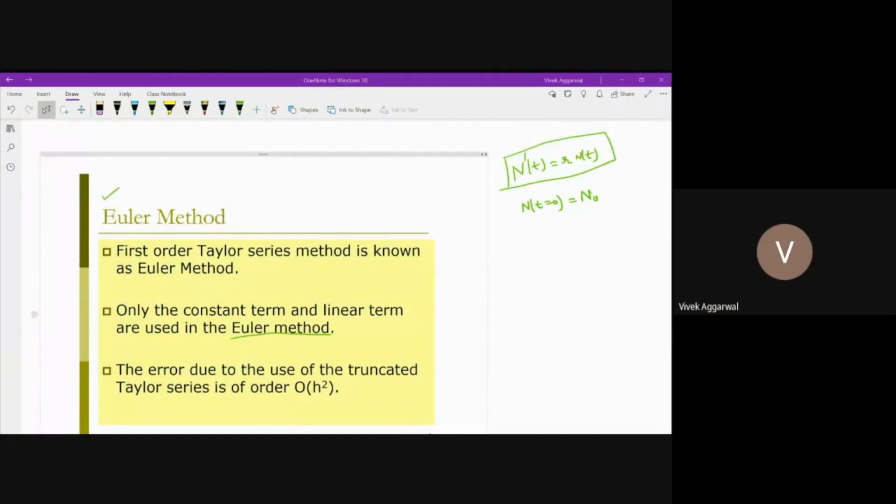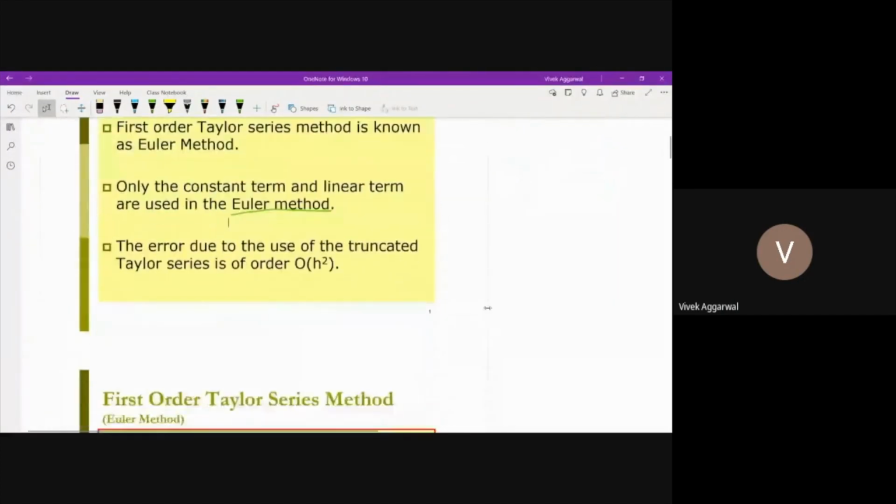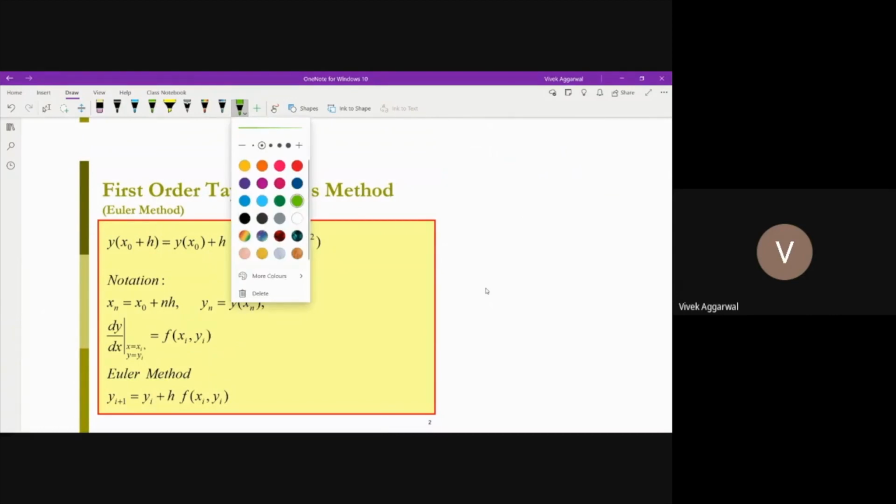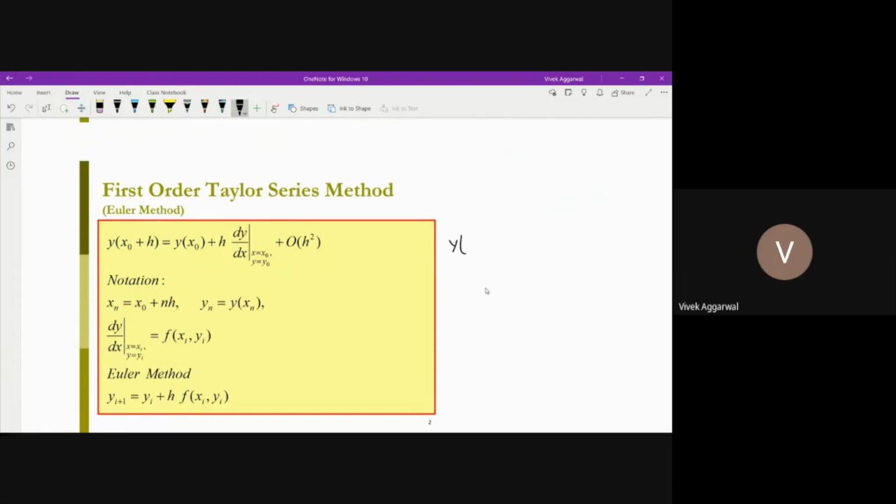Now I will briefly show how we can derive the Euler method. I know that if I have a function, suppose this is my function y, and I apply it at x naught plus h, then I can expand using the Taylor expansion. So this becomes y at x naught, and then h dy by dx at x naught, y naught.